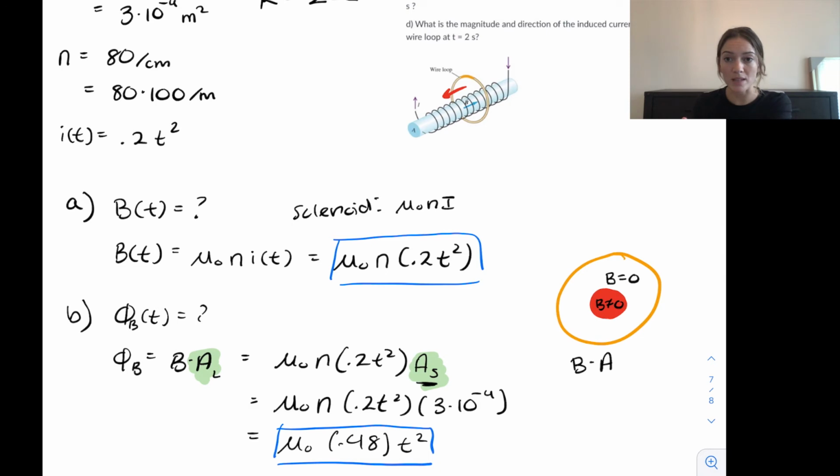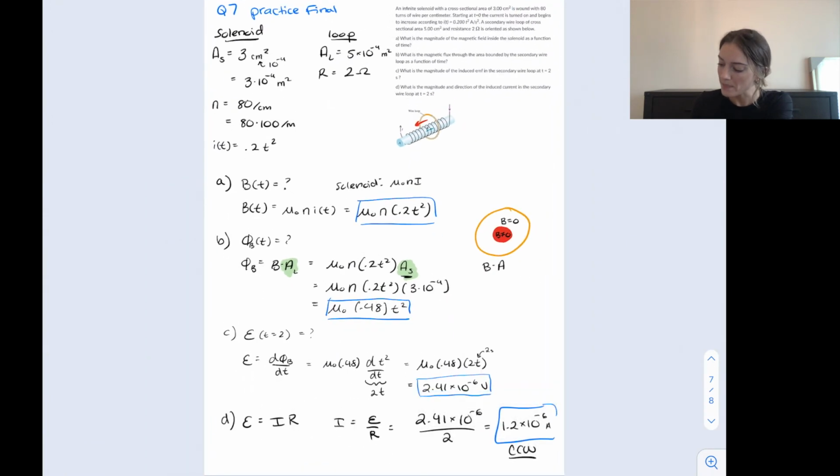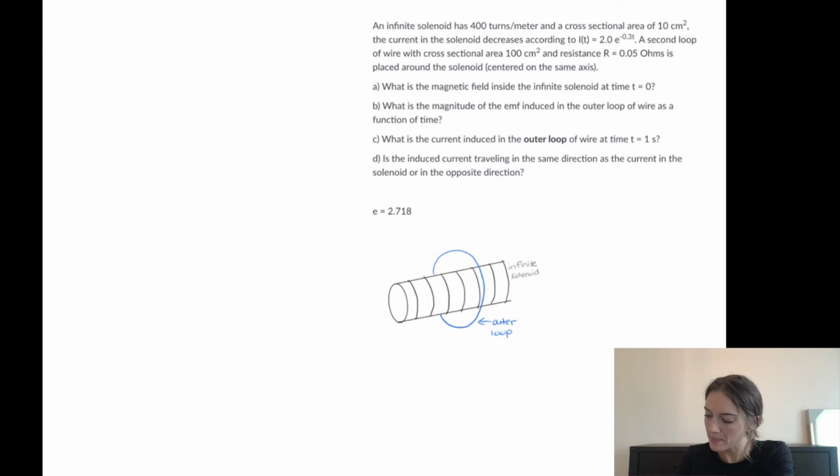A lot of people made mistakes with that. I'd say over half the class last summer session made that mistake. Okay, so now let's do another problem. For this problem, we have sort of the same setup.